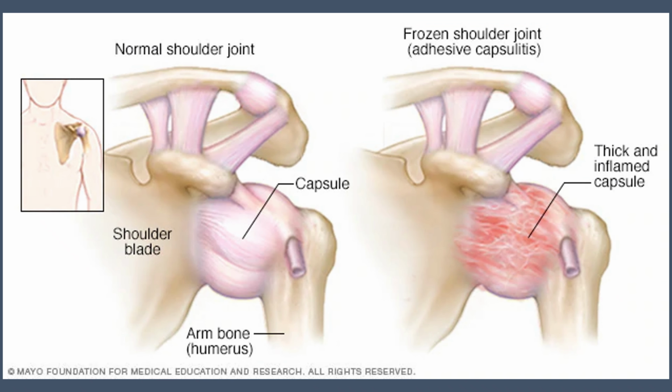Adhesive capsulitis or frozen shoulder is a common shoulder pathology occurring in the 40 to 60-year age group. It occurs due to a shrinkage of the joint capsule, and the patient clinically complains of progressively increasing pain in the shoulder, stiffness of the shoulder joint, and restriction of all movements.